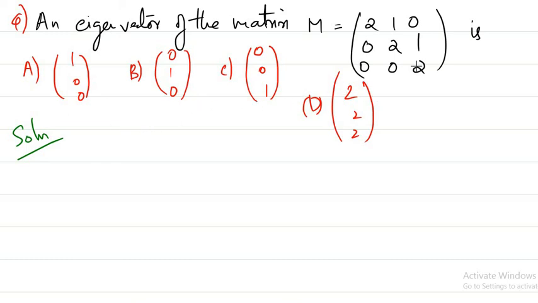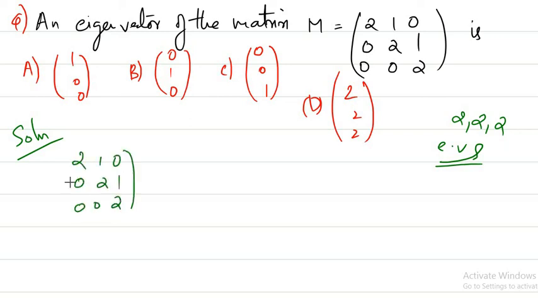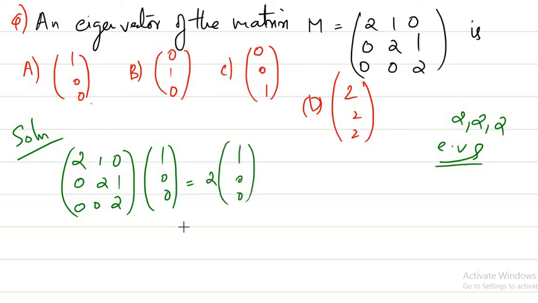Without solving this problem directly, I think it is simpler for us to just multiply and check, because you can see it's an upper triangular matrix, so the eigenvalues are 2, 2 and 2, right? The eigenvalues are nothing but the diagonal entries for upper triangular, lower triangular or diagonal matrices. So if you take this matrix and multiply with the first vector, you must be able to get 2 times the same vector. Then only you can say it's an eigenvector, right? A times x is equal to lambda times x.